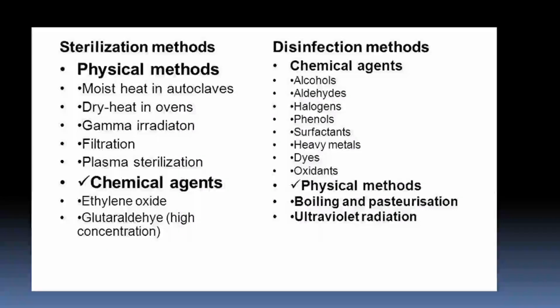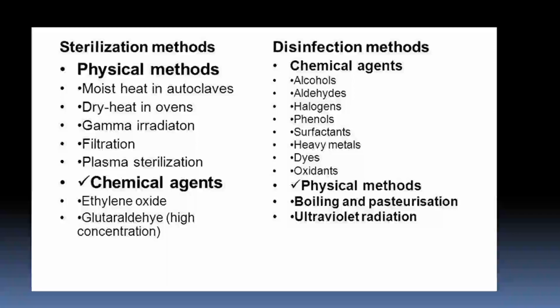Sterilization methods are divided into two types: the physical methods and chemical agents. Physical methods include moist heat autoclaves, dry heat ovens, gamma radiation, filtration, and plasma sterilization. Chemical agents include ethylene oxide, glutaraldehyde, and high concentration agents. Disinfection methods are alcohols, aldehydes, halogens, phenols, surfactants, heavy metals, dyes, and oxygen.